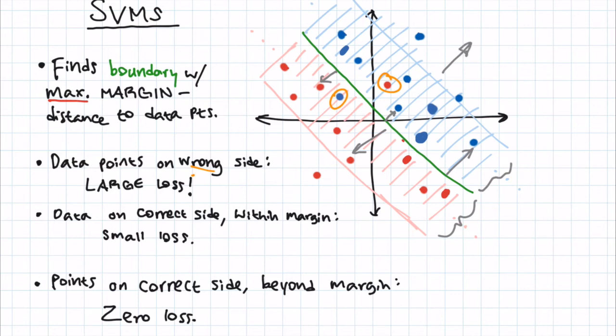Now, if the ideal case is to have all the data points outside of the margins, then it makes sense to punish any points that land inside the margin, even if they're on the right side. So all these points that are still on the right side, but are falling within these margins, will incur a small loss. And for any point that's on the right side, as long as they're outside of the margin, they'll get zero loss. So that's these guys.